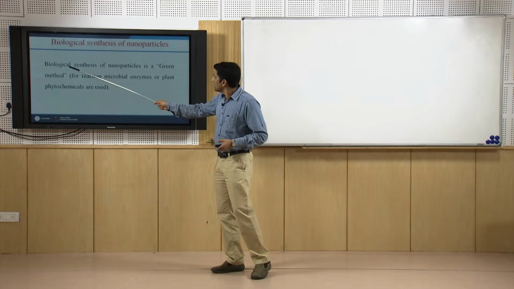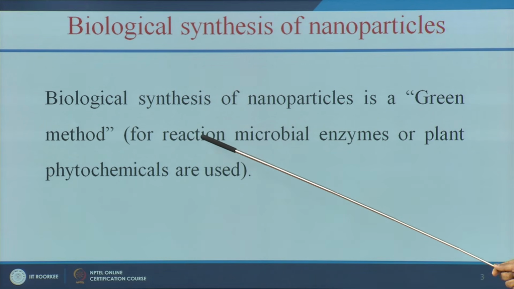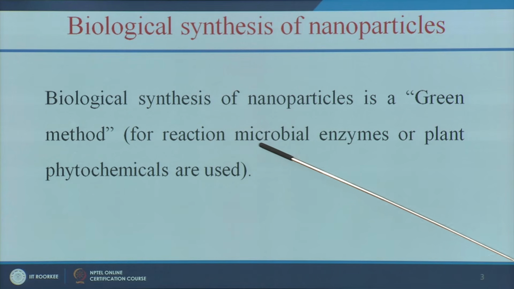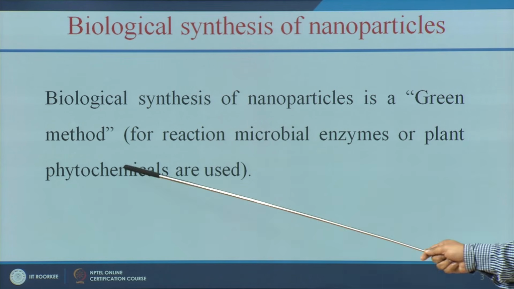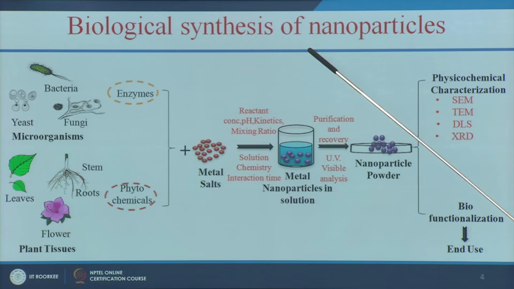So first we see what is biological synthesis. It is a green method. It is similar to your chemical synthesis method only, but in this case we are not going to use the chemical reducing agent. Instead of using the chemical reducing agent, we are going to use microbial enzymes or plant phytochemicals. So this is an overview of biological synthesis of nanoparticles.